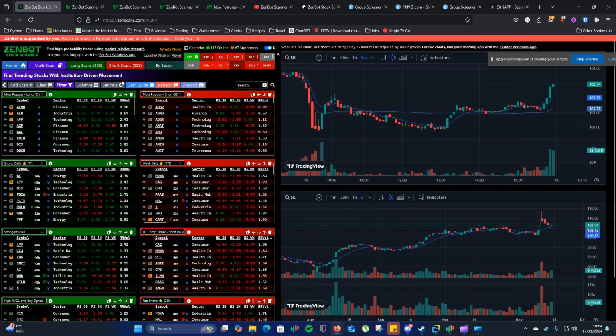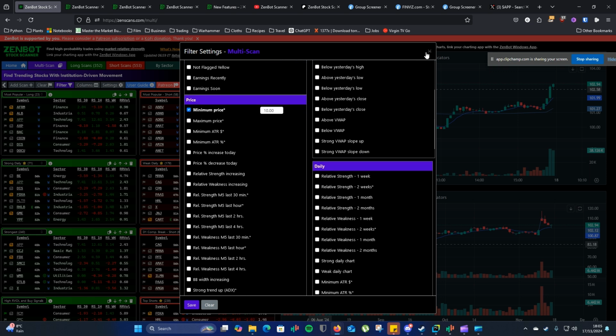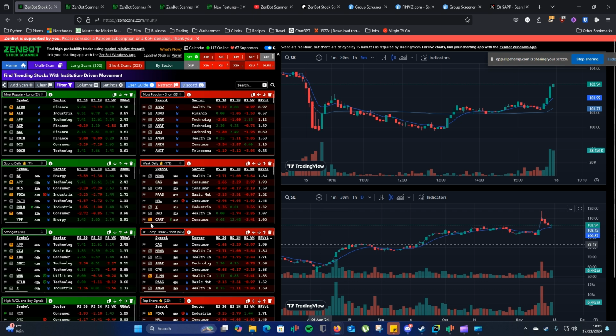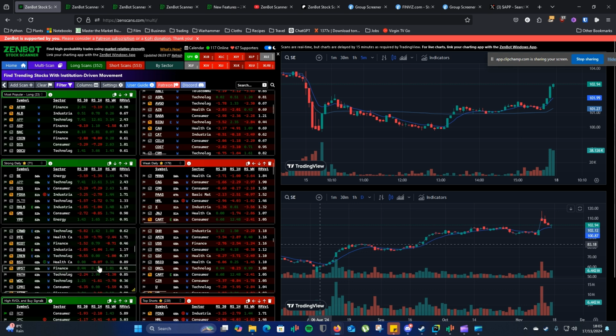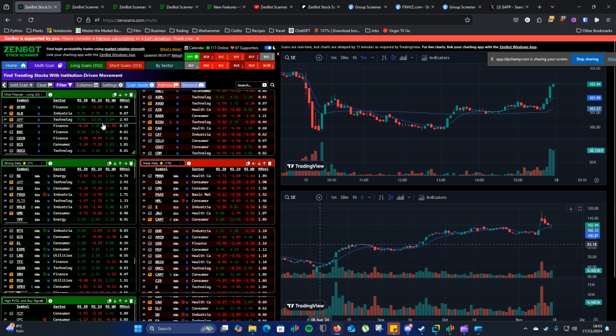I'm just going to turn off, actually I can leave it on. But so we have the ability to customize the columns in here, which is very useful. Add filters in here, so specific filters for the multi-scan. So bearish and bullish: above VWAP, below VWAP, relative strength, relative weakness. And we can customize each bearish and bullish one that we want to, and obviously bearish in red, bullish in green.